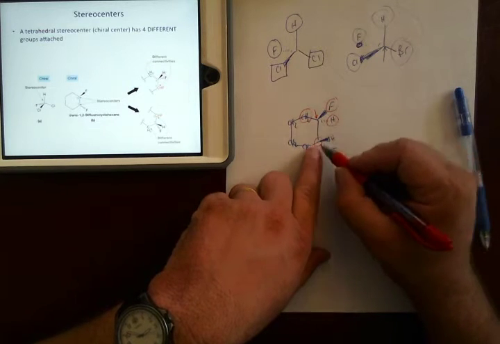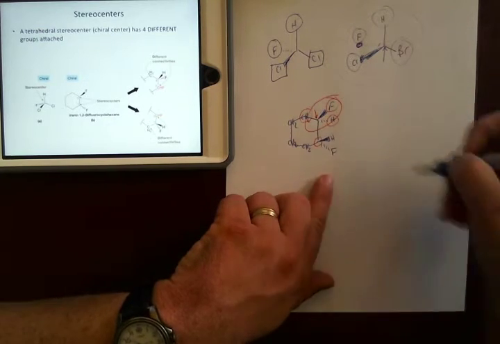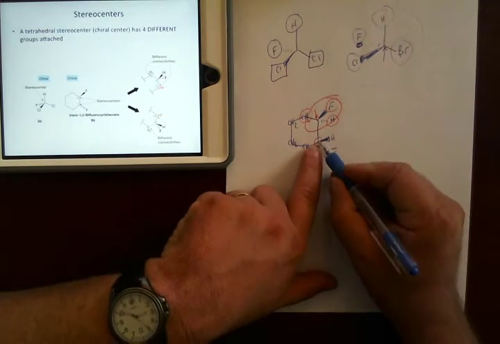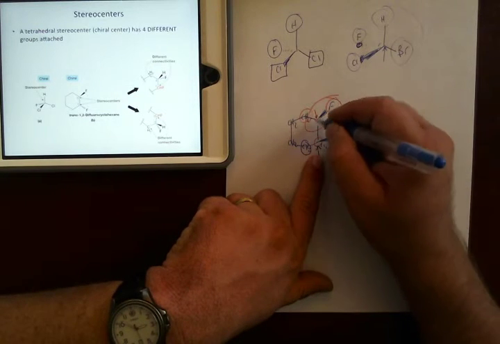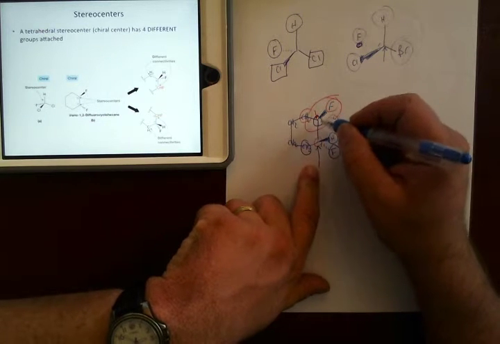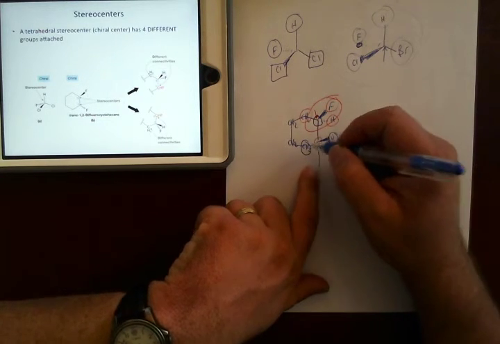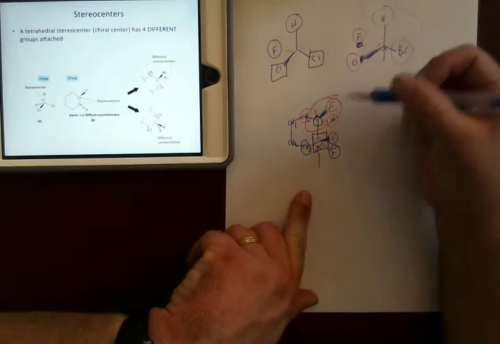Well, those are four different things, right? Okay, so that means this is a chiral center. Same thing goes with here, right? We have a hydrogen, a fluorine, a CH2, and then a CH with a fluorine substituent. Those are four different things, okay? So that makes this a chiral center. So each one of those is a chiral center.